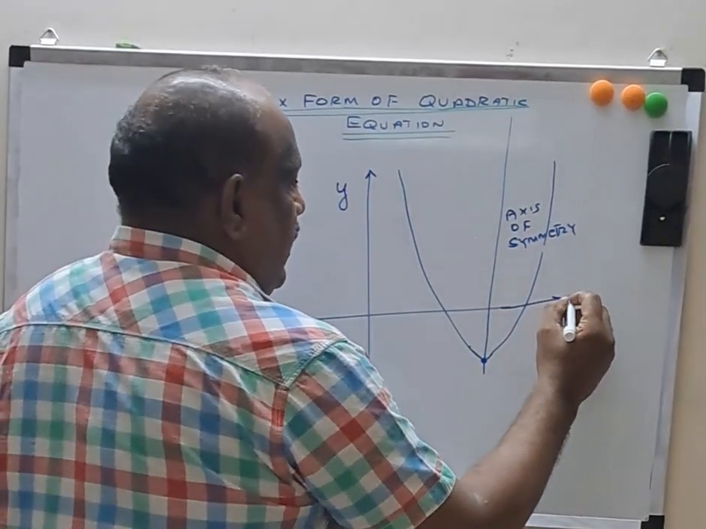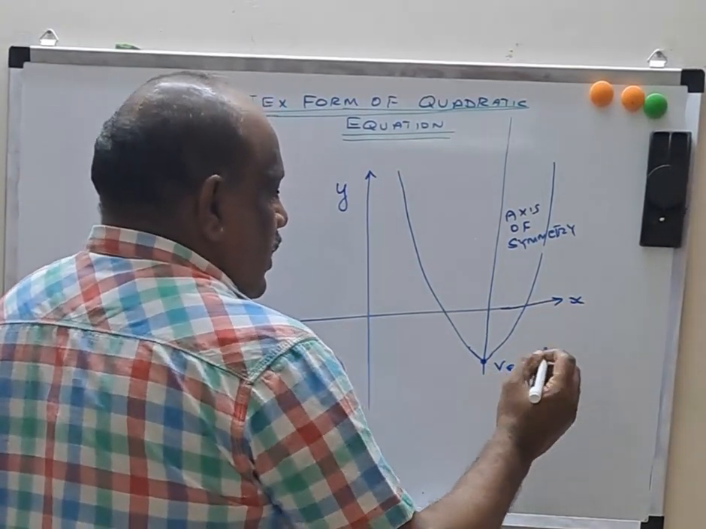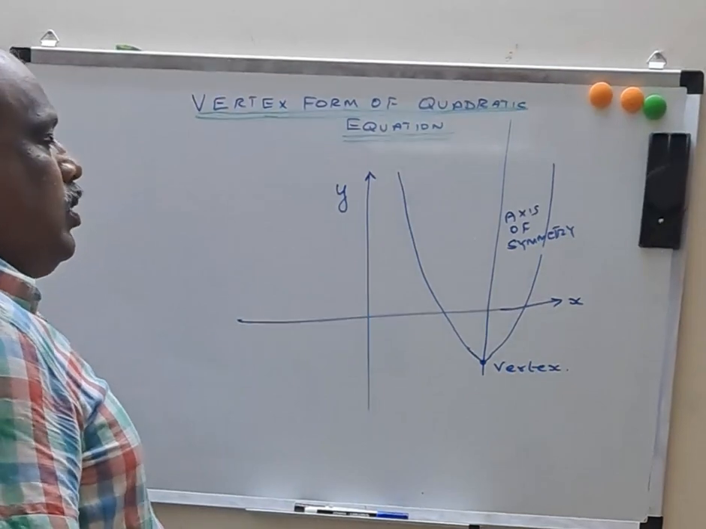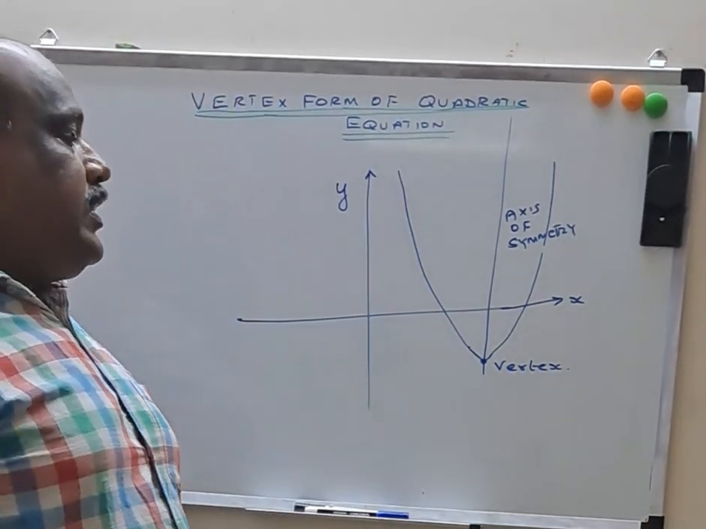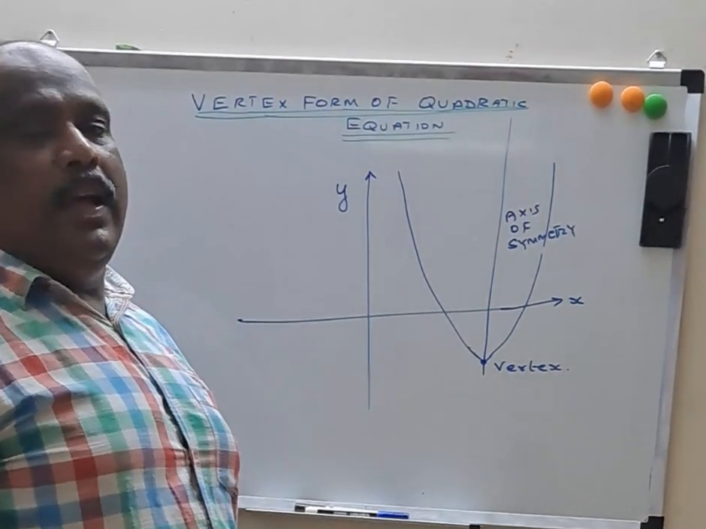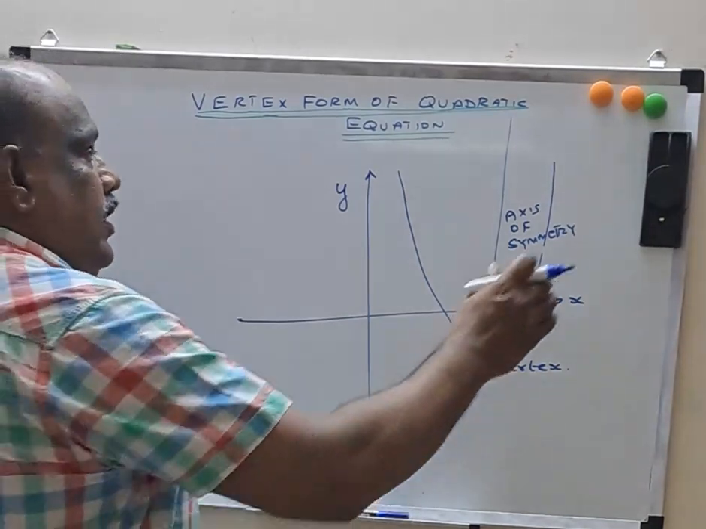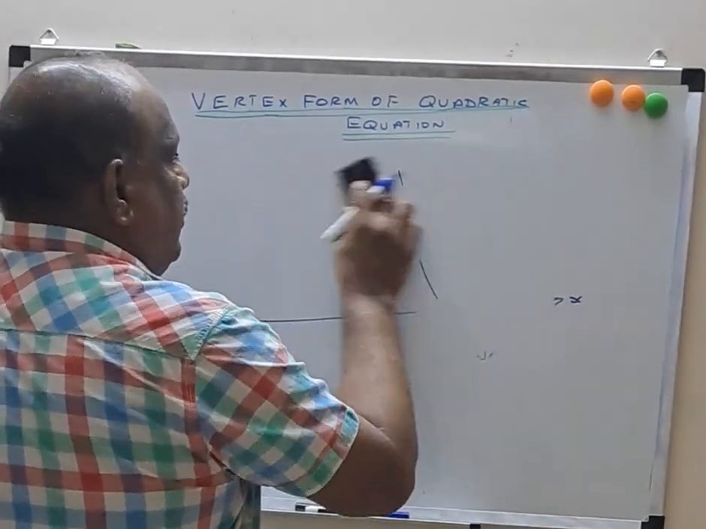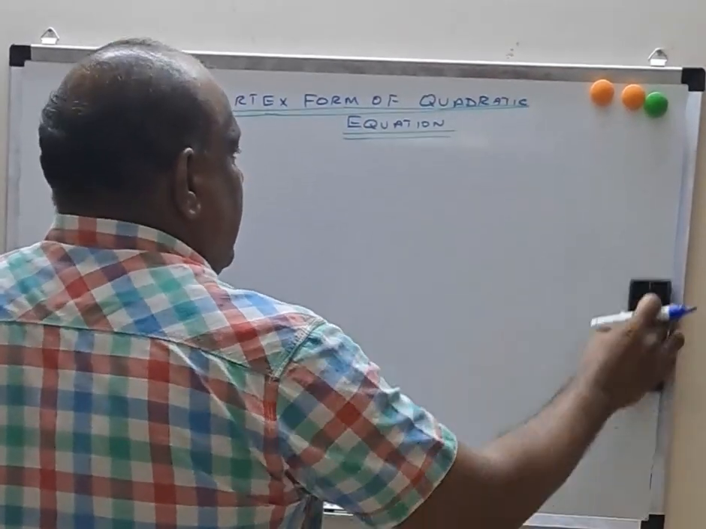This is nothing but the x-axis. And this is what we call my vertex. So now let us try to form a quadratic equation in such a way that it will have the vertex in its equation. Okay. With this knowledge, let us go to the standard form of the quadratic equation.